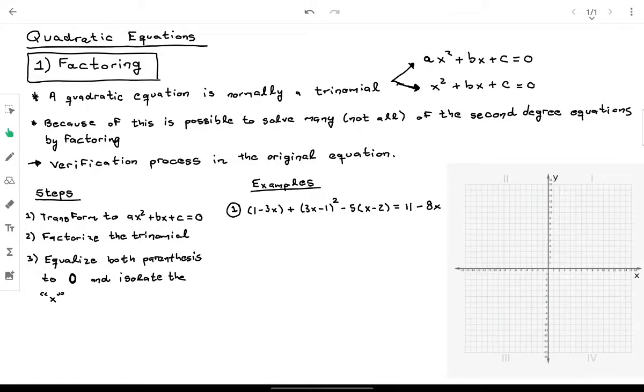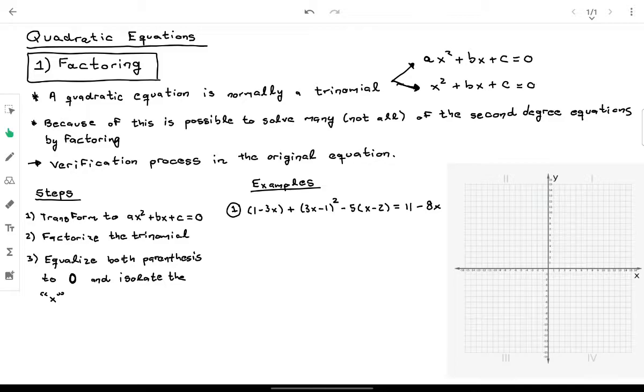Today we will continue with the topic of quadratic equations, but we will start to see the specific methods for solving them. The first method that we are going to see is the factoring method. First of all, remember that a quadratic equation is normally a trinomial. It can be ax squared plus bx plus c equals 0 or x squared plus bx plus c equals 0. Both of these are cases of factoring, so many times it will be possible to solve quadratic equations by factoring.